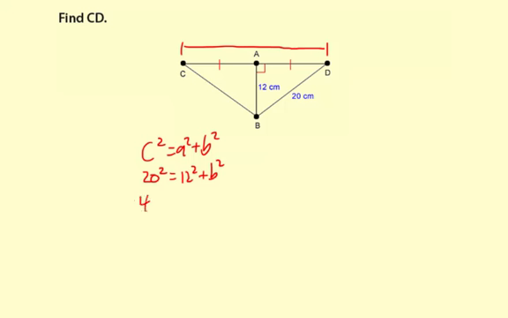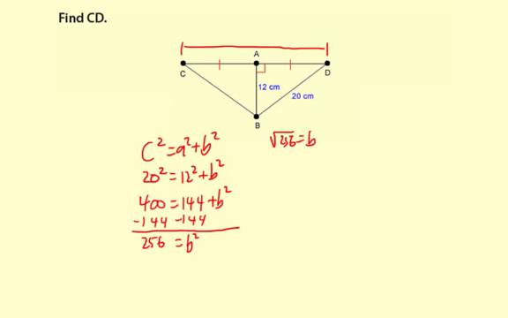20 squared is 400, and 12 squared is 144, plus b squared. Then subtract 144 from both sides. And that's going to leave 256 equals b squared. And to solve for b, you need to square root both sides. Take the positive square root. I'll write that up here. So the square root of 256 is b.